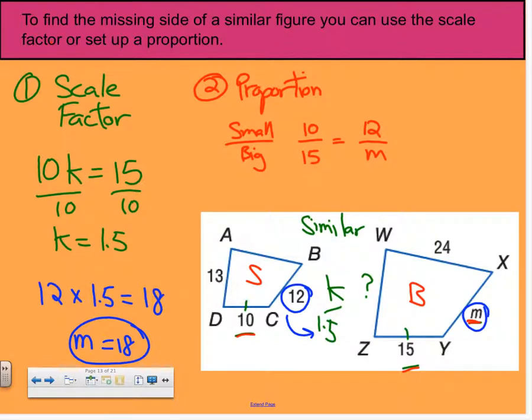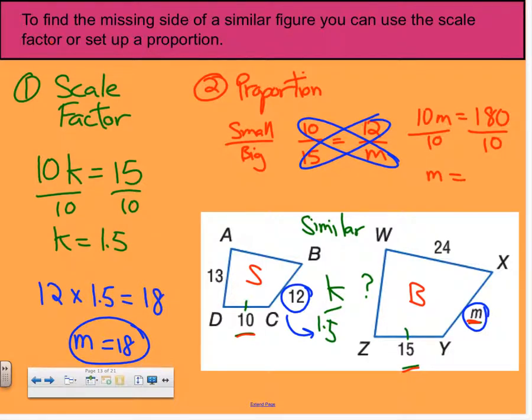How do we solve proportions? Cross multiply. So I know that 15 times 12 has to equal 10 times M. So 10 times M equals, what's 12 times 15? 180. And then to find M, I simply divide by 10 on both sides. And guess what? M equals 18. How many prefer setting up a proportion over the scale factor? Whichever one suits your eye better, you may do that way.